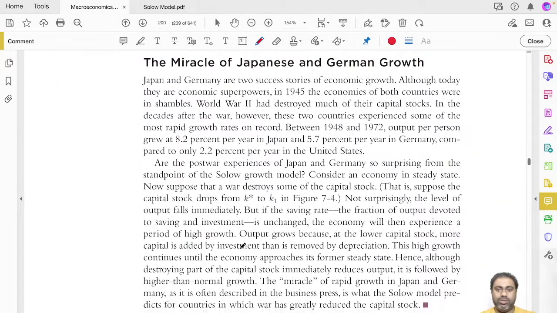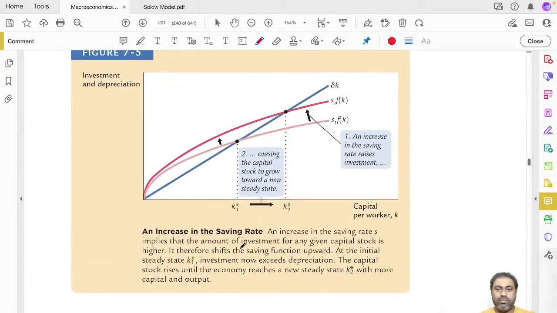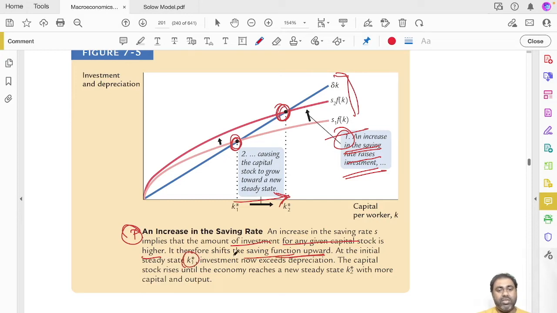So I hope you have understood this. And this is the same thing shown here graphically. An increase in saving increases the rate of investment, and it changed from K1 star to K2 star. So there is an increase in capital per worker. Again, this is very important. An increase in the saving rate implies that the amount of investment for a given capital stock is higher, therefore it shifts the saving function upward. At the initial steady state K1 star, investment now exceeds depreciation. The capital stock rises until the economy reaches a new steady state.